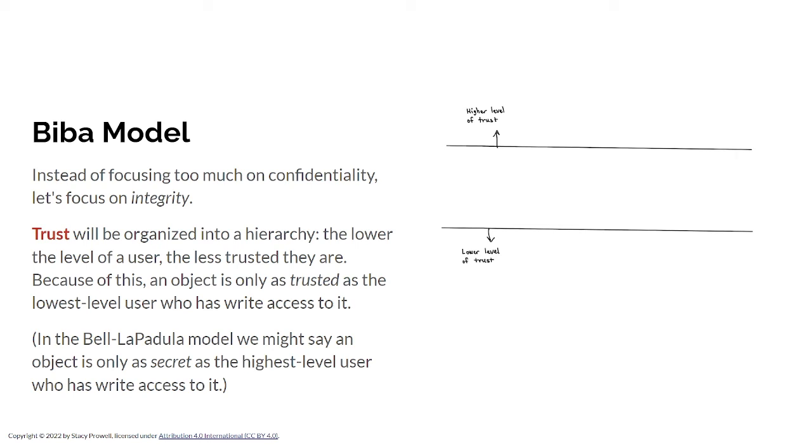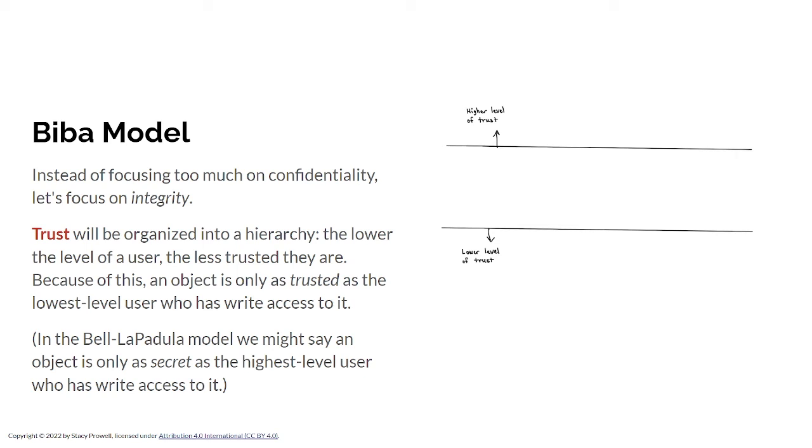Now, maybe I'm more trusted. Or maybe I'm less trusted and you're more trusted. We sort of figure out where people are on that hierarchy and we put them in their category. And then we figure out that the information that I generate, let's say, is less trusted than the information that you generate because you're a more trusted individual. So your information is more trusted.